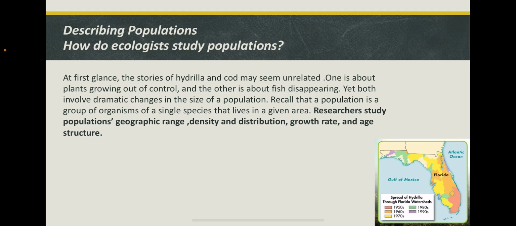As you can see in the picture at the bottom, this is the state of Florida, and the orange color is the 1950s, when the farmer began to toss the hydrilla plants. As you can see, 40 years later, it almost invaded or conquered all of Florida, and it went to other states nearby in the southern USA. Very well.